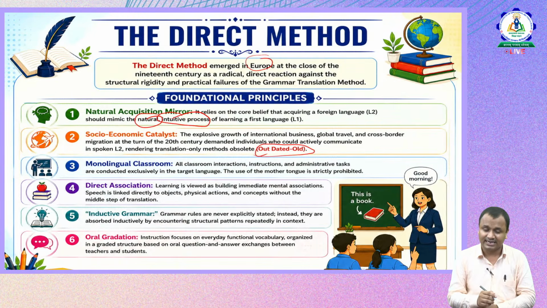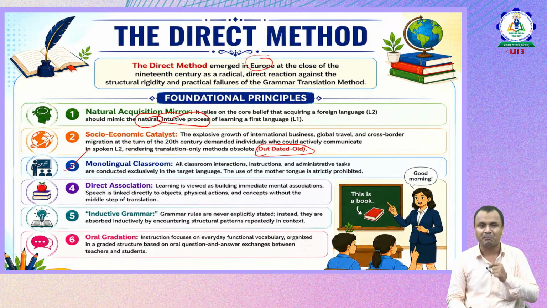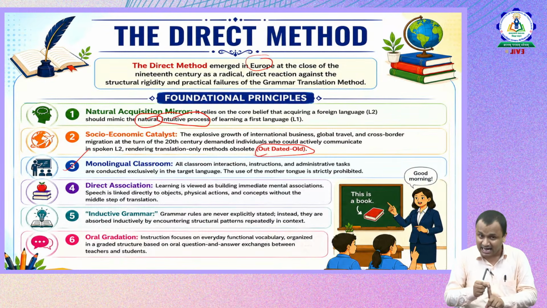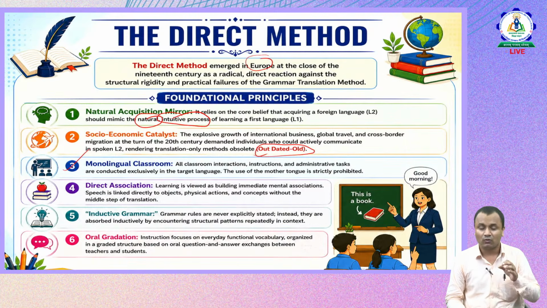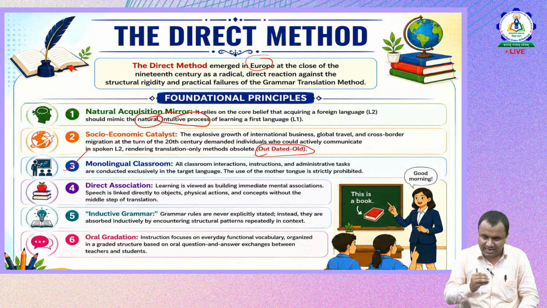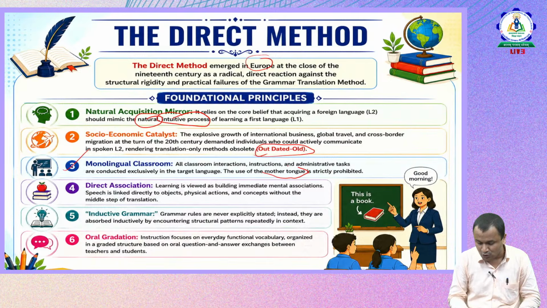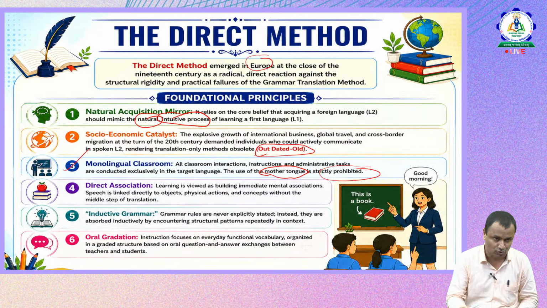When we see this, then definitely our class would be a monolingual classroom. When we say monolingual classroom, it means only one language, that is the target language, which in the context of India is English, is to be used while teaching, while transacting the teaching learning process. So if we have to use the direct method in the classroom, we will not allow the mother tongue to be used. Use of mother tongue is strictly prohibited in a classroom where the direct method is to be used.